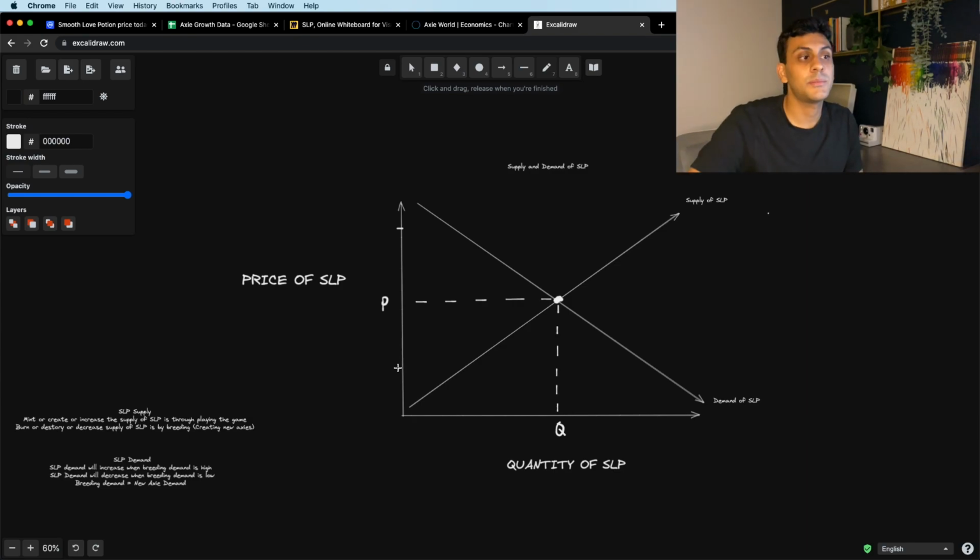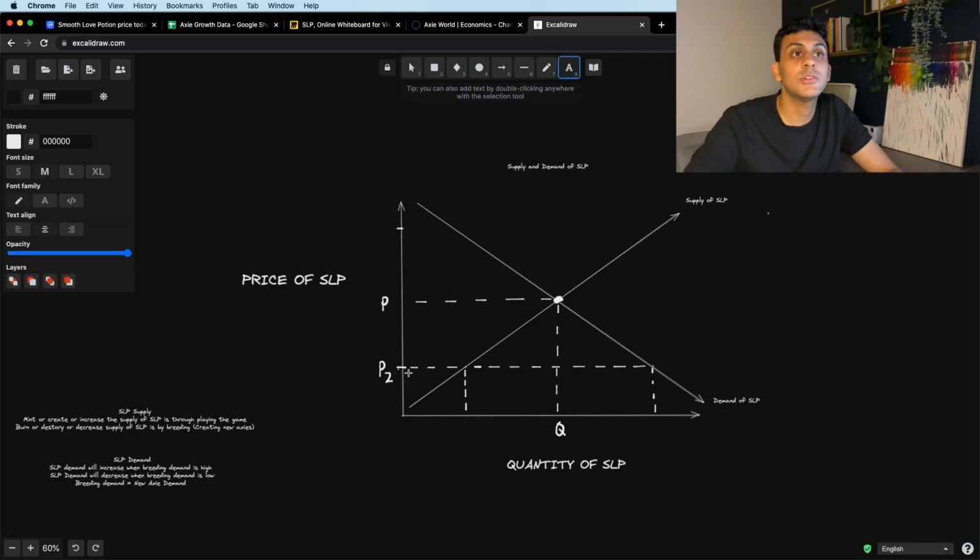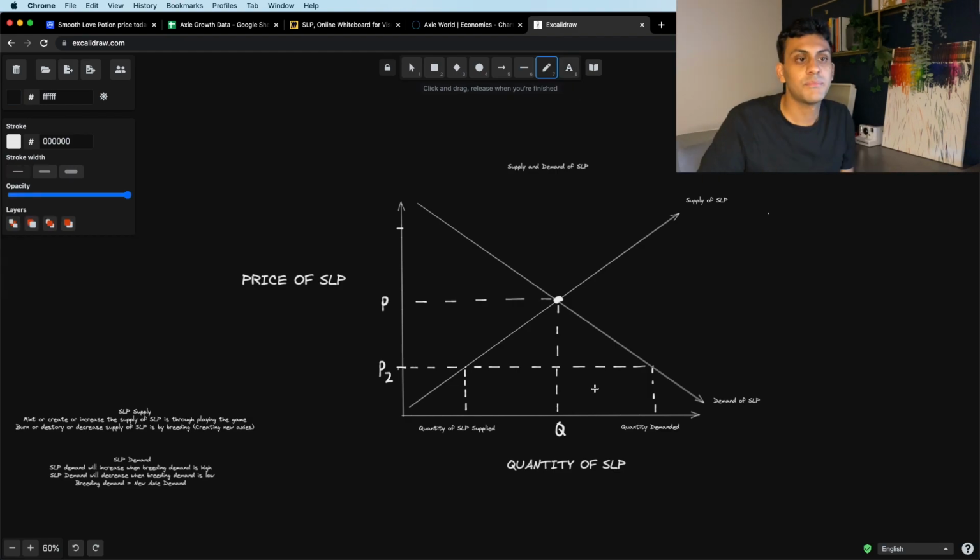If SLP prices, for example, were set down here, it intersects the supply of SLP and the demand of SLP at two different points. The price of SLP at P2 intersects the supply curve down here. That means the amount of SLP supplied is this point. And the price of SLP down here intersects the demand curve over here. So this is the amount of SLP demanded. So the amount of SLP demanded is quite high because the prices are low over here, but the amount of SLP suppliers are willing to provide is low because the price of SLP is low. Therefore, in this case, there's actually a shortage of SLP within the market. This area here would be a shortage of SLP because there is more SLP being demanded than there is SLP in the market.